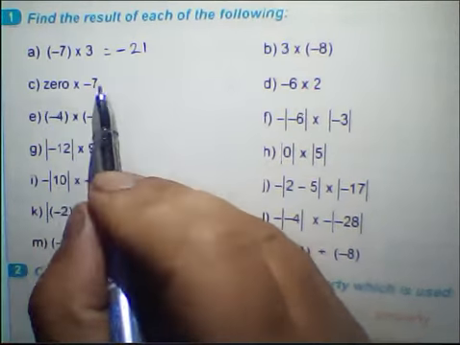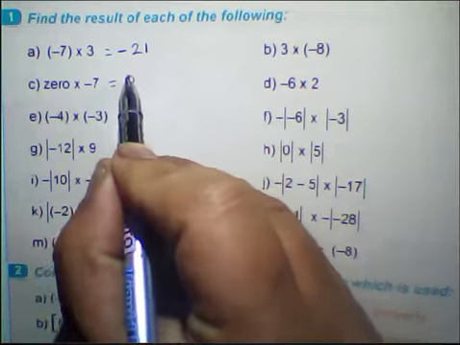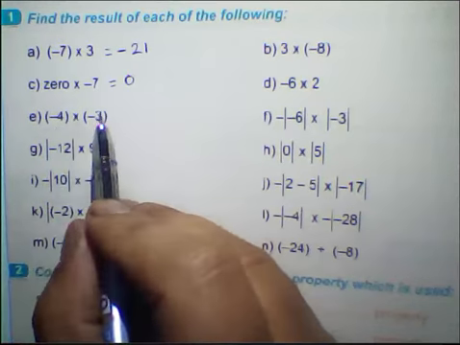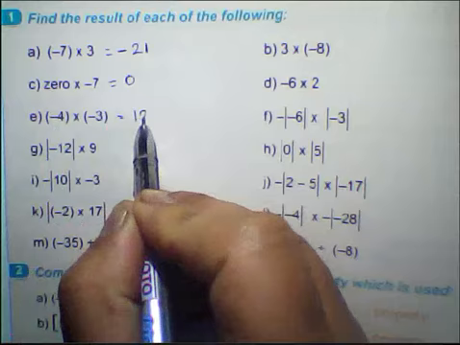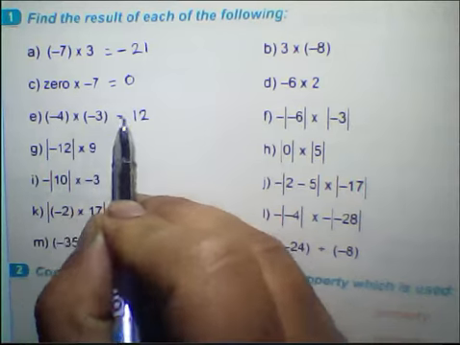0 multiply negative 7 equal 0. Negative 4 multiply negative 3 equal 12. Because negative multiply negative equal positive.